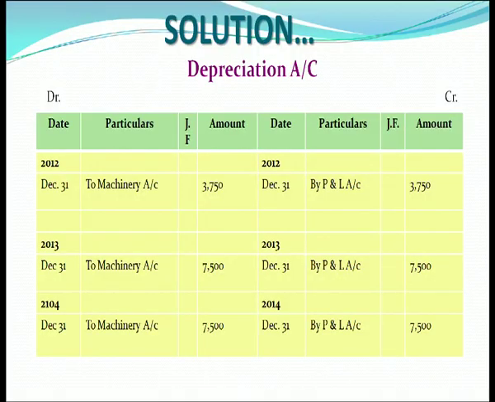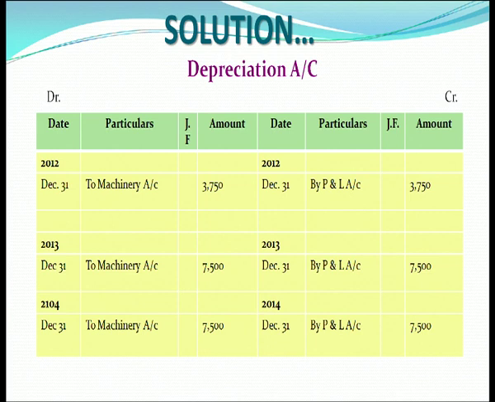So in 2012, the amount of depreciation was for 6 months, and this has to be provided at the end of the year. So on 31st December, our accounting entry would be depreciation account debited to machinery account, 3750, and this needs to be closed by transferring it to the profit and loss account. Since it's an expense of revenue nature, every year it has to be transferred to the profit and loss account so that we are able to ascertain our true profit and loss for every year. So this would be transferred with the entry profit and loss account debited to depreciation account for the amount of 3750.